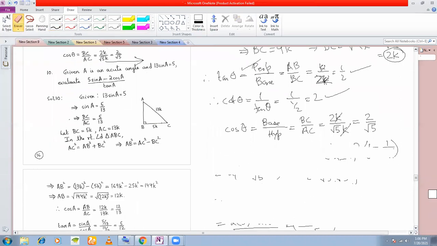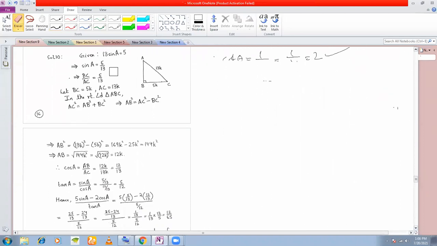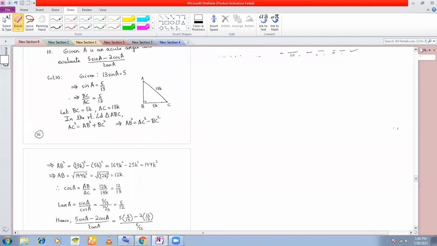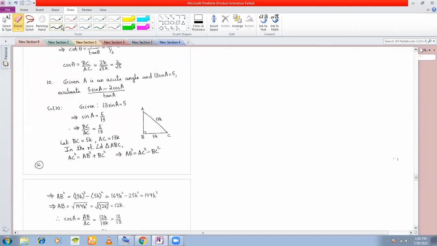Next problem is also a very similar type of problem. Given A is an acute angle, and acute means all the trigonometric ratios will be positive. 13 sine A is equal to 5. This is given here. So from here, what can you find out? You can find out sine A. Sine A is 5 by 13, right?